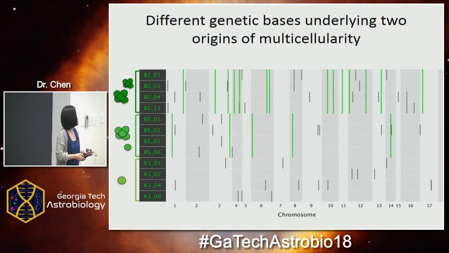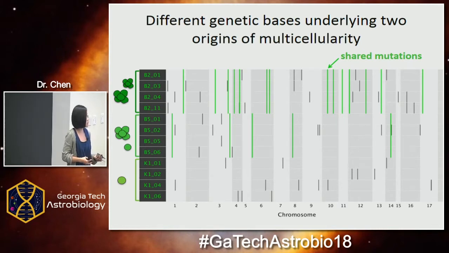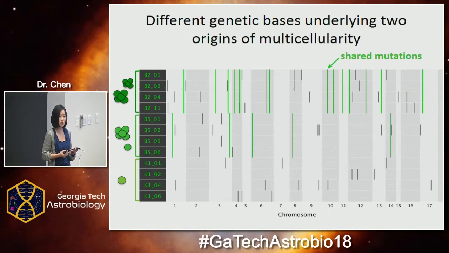And you can see that for the multicellular isolates in the B2 and B5 populations, they share a certain set of mutations altogether, suggesting that those, or at least some of them, are important for those multicellular phenotypes.